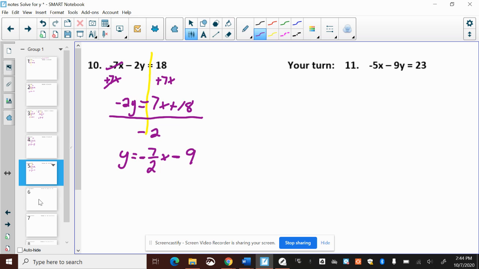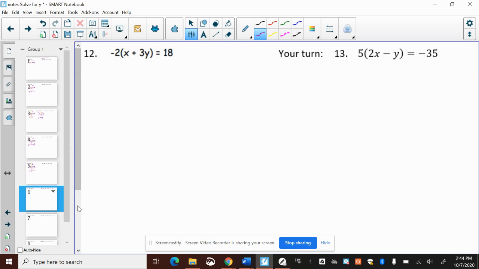Okay, your turn, number 11. Again, you can pause the video and then you can go ahead and check your answers. Just like when we're solving equations, for this problem here the first thing you need to do is break down those parentheses through distribution. Negative 2 times x is negative 2x. Negative 2 times 3y is minus 6y. That's going to equal 18.